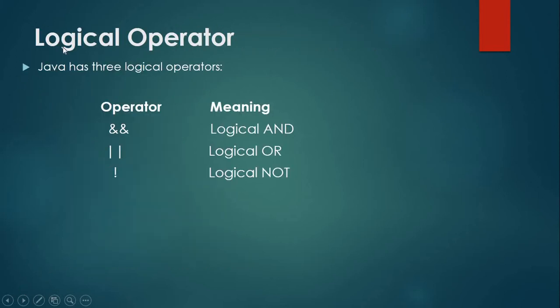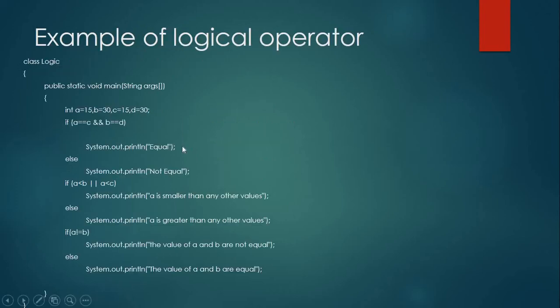Next operator is the logical operator. In Java there are 3 logical operators. First one is logical AND, second one is logical OR, and third one is logical NOT. This type of operator you have already learned in the DF subject. Here we have an example to understand these logical operators.